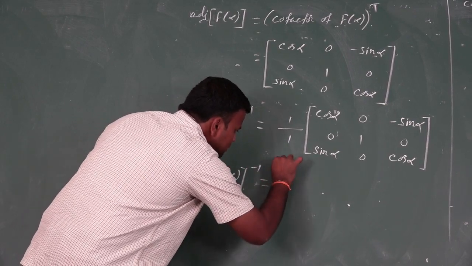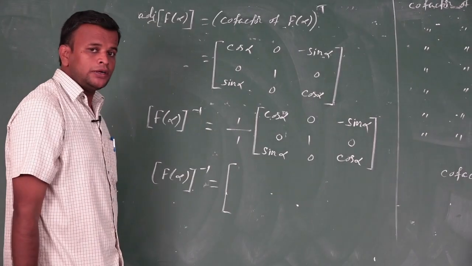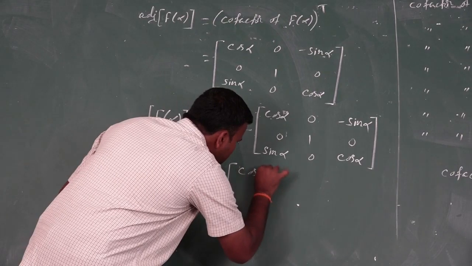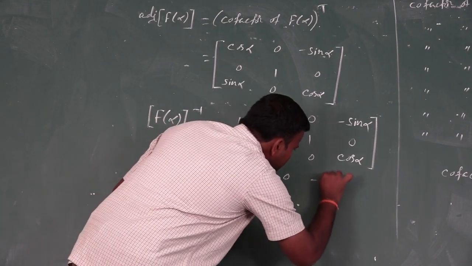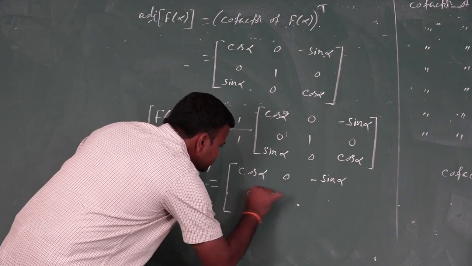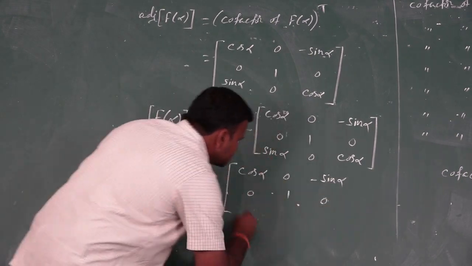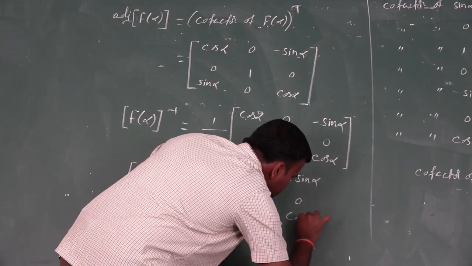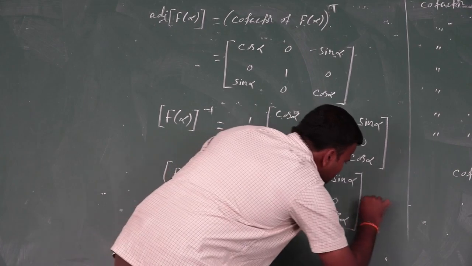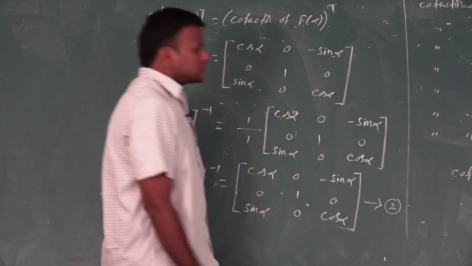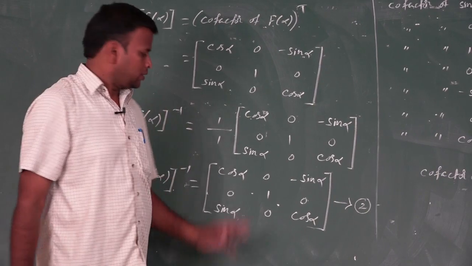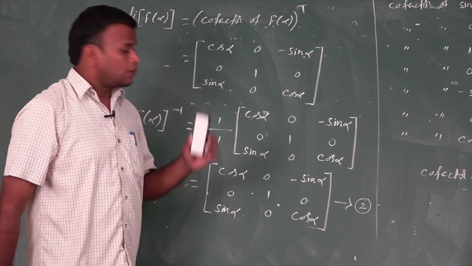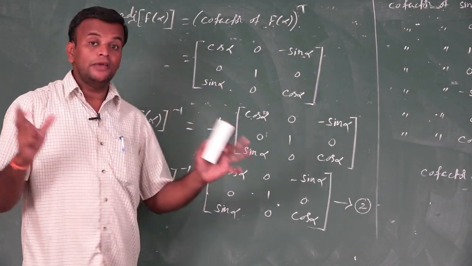So f of alpha the whole inverse is, 1 by 1 is 1. 1 is multiplied by each and every element, so it cannot be changed. Cos alpha 0 minus sin alpha, 0 1 0, sin alpha 0 cos alpha, and we put it as equation 2. Now we check from 1 and 2. From 1 and 2 both have the same value.